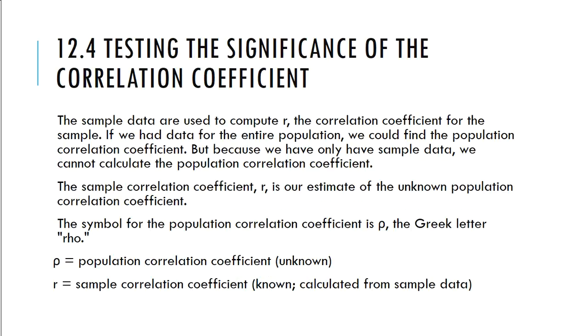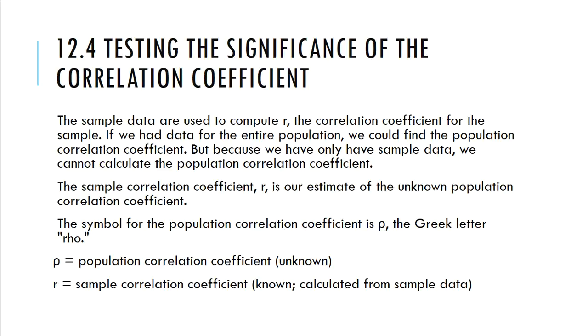So the sample data that we computed gave us R. So if we have data for the entire population, we could find the population correlation coefficient. But because we only have sample data, we can't calculate the population correlation coefficient. So as we know, R is our sample, but R is our estimate for the unknown population correlation coefficient. So we refer to the population correlation coefficient as rho, and it really looks like a P. It's a Greek letter.